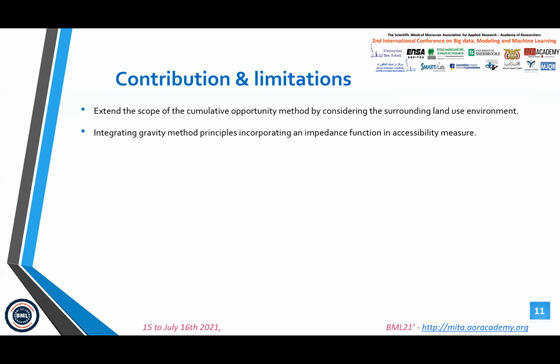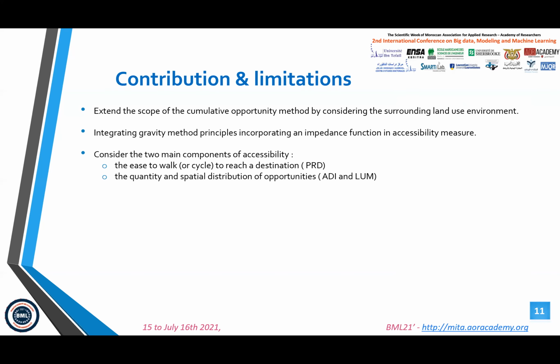In addition, it considers the two main components of accessibility, which are the ease to walk or cycle to reach a destination, and the quantity and spatial distribution of opportunities. The first component is represented in our model by the characteristic street design and connectivity, PRD, and the second is represented by the combination of the two other urban characteristics, activity density index and the land use mix index.